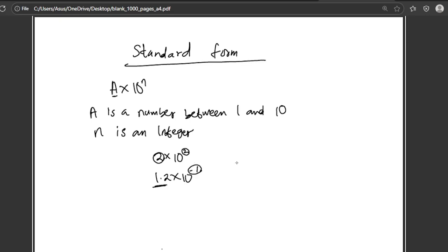What if I ask you, is 5 times 10 to the power 0 in standard form? Yes. Why? 5 is a number between 1 and 10, right? And then 0 is an integer. Remember I said earlier that integers are positive and negative whole numbers, including 0.